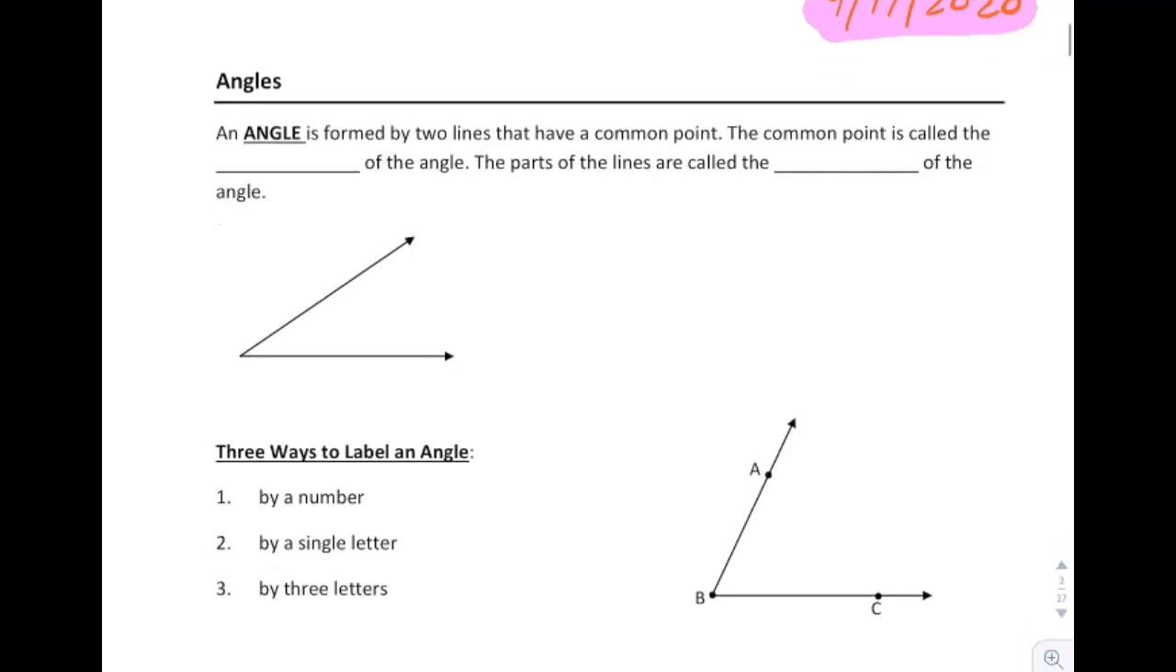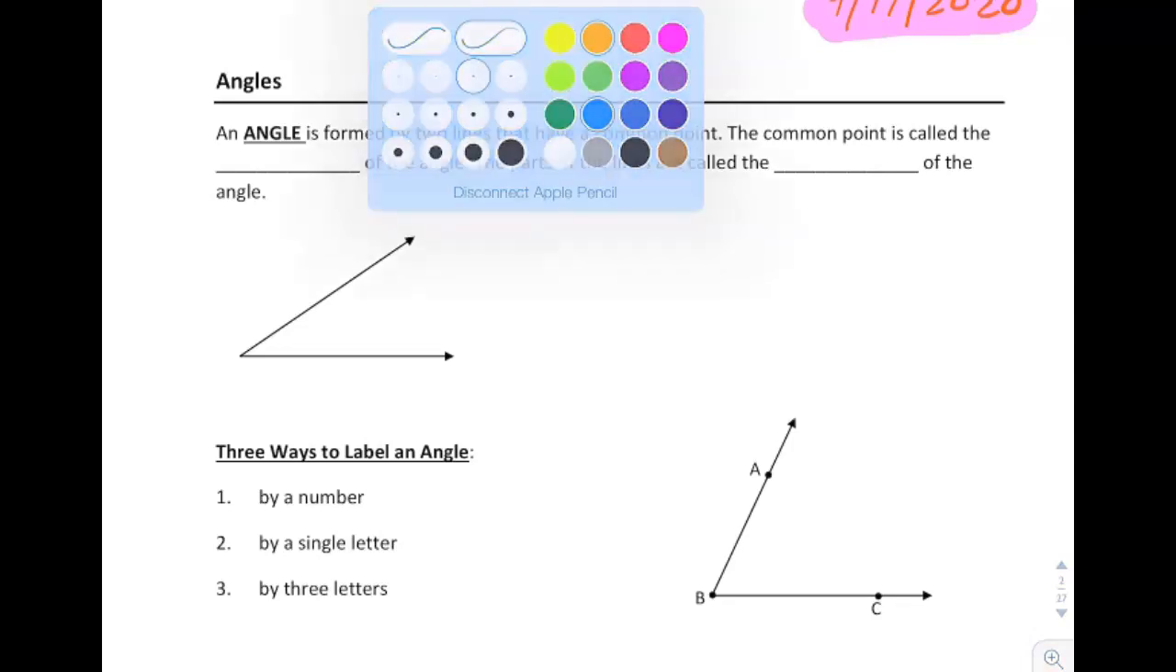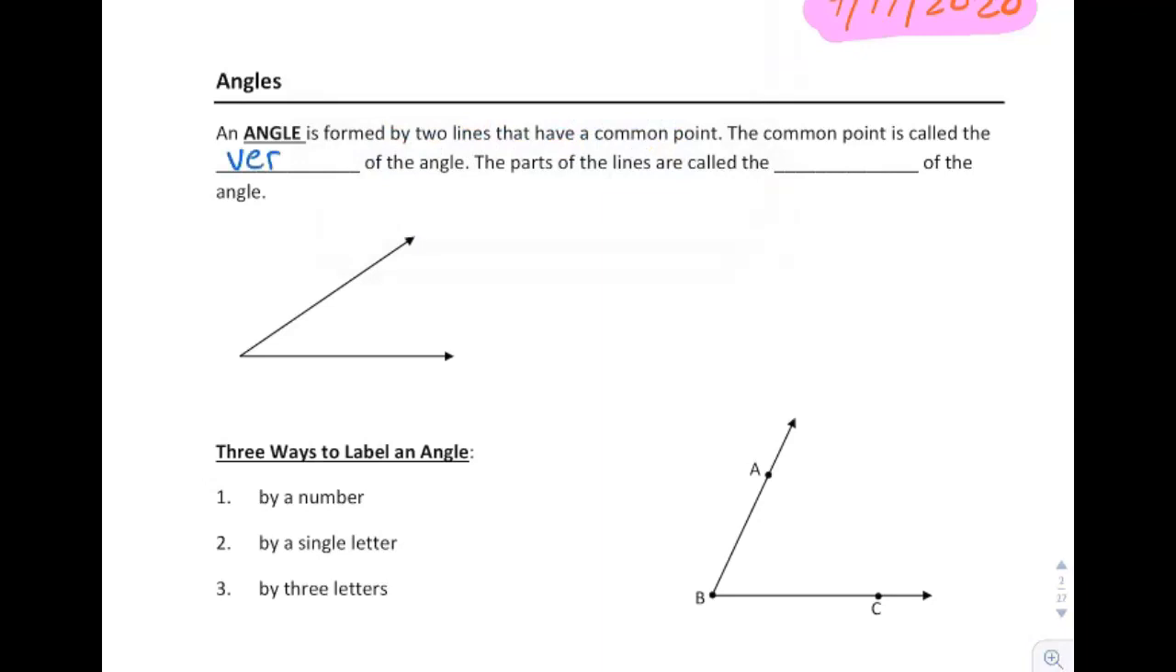So angles. An angle is formed by two lines that have a common point. The common point is called a vertex. And the vertex is that point right there. It's sort of like the turning point where the angle is fastened together, if you want to think about it that way. And then these are parts of lines because they go on forever. Starting at that point, they go on forever, but they do stop here.